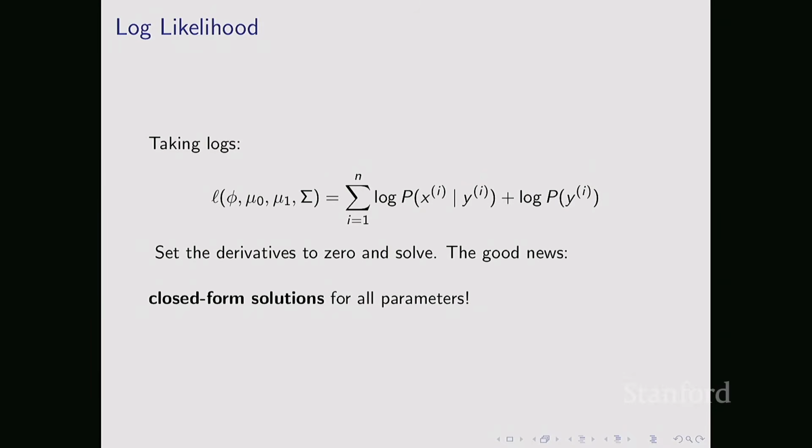Okay, so we're going to do the standard thing. We could solve this with gradient descent, no reason why not. But something magical happens: we can set the derivatives to 0 and solve it and get a closed form solution. This isn't necessary for Gaussian models, but GDA does have this nice feature.